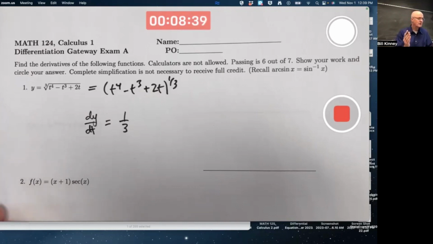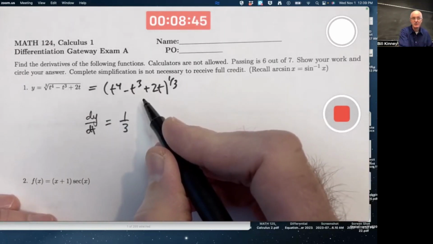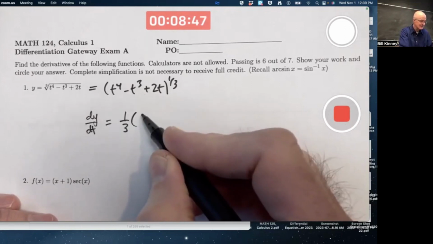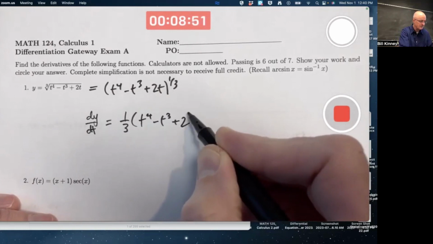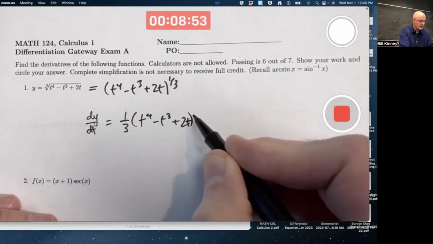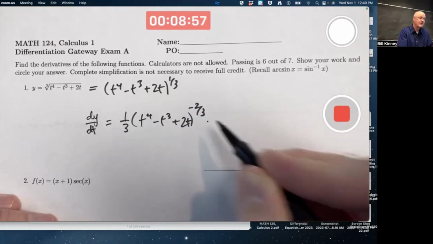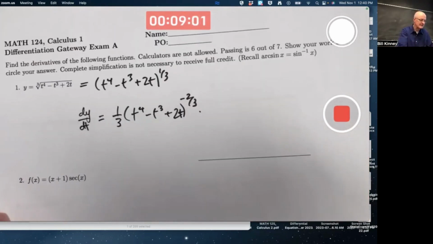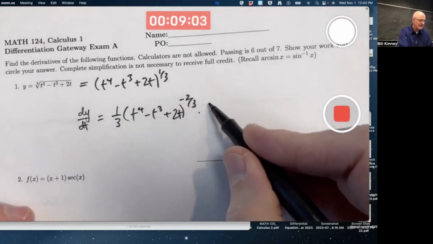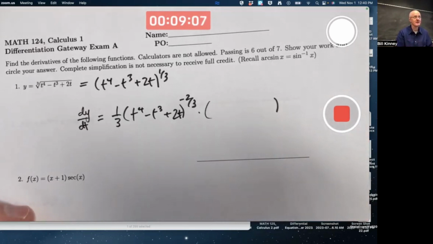But stop there. Don't just write t to the negative 2/3 or x to the negative 2/3. You need to plug in the entire inside function into that derivative. T to the fourth minus t cubed plus 2t all needs to get raised to the negative 2/3 power. Then multiply times the derivative of the inside. And here's where the most common mistake is. You're multiplying by that entire derivative. You have to have parentheses here.